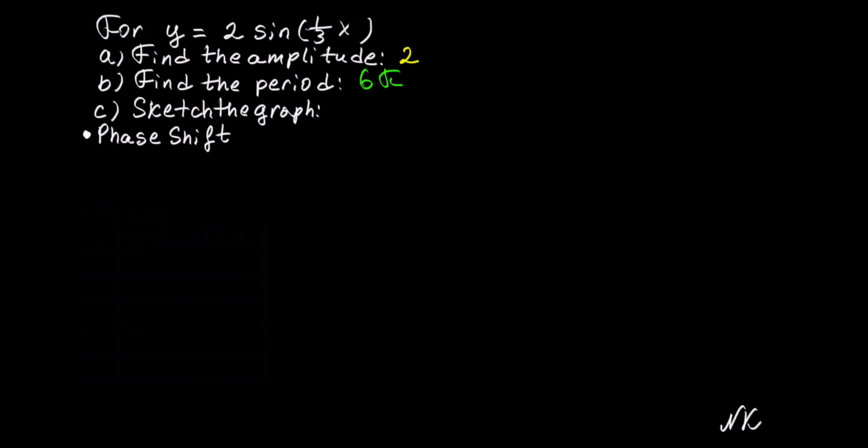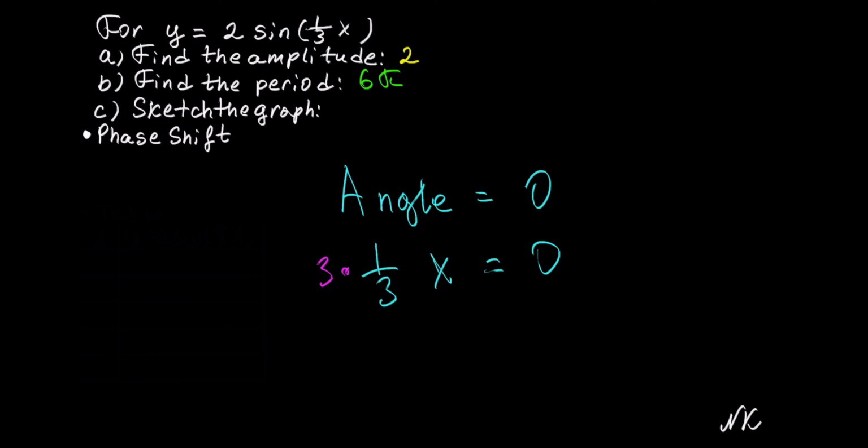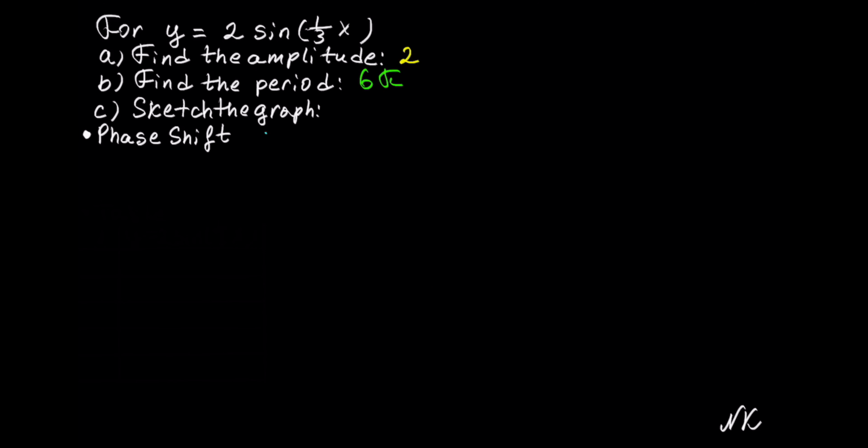So in order to sketch the graph, the first thing we need to do is to calculate the phase shift. And the phase shift is always calculated by taking the angle and setting it equal to 0. So the angle 1/3 of x is equal to 0. We have a 3 in the denominator, so it's doing the dividing. The inverse of that is to multiply by 3. And whatever we do to one side, let's do the same thing to the other side. 3 and 3 will cancel, and we get that x is equal to 3 times 0, which is 0. So the phase shift is equal to 0.